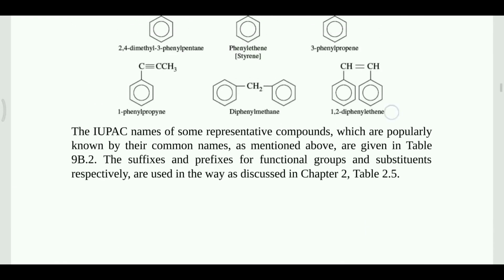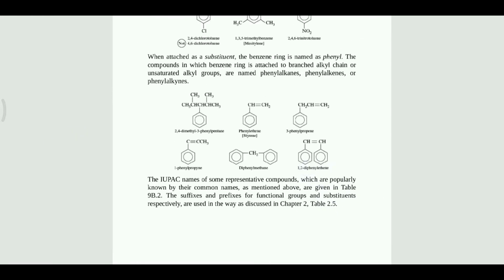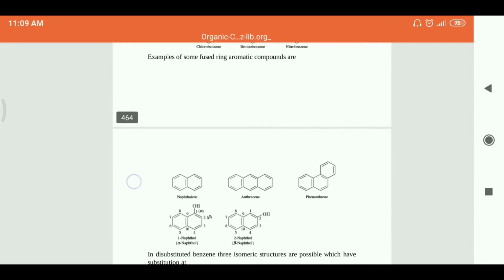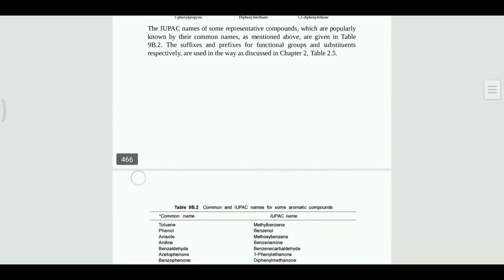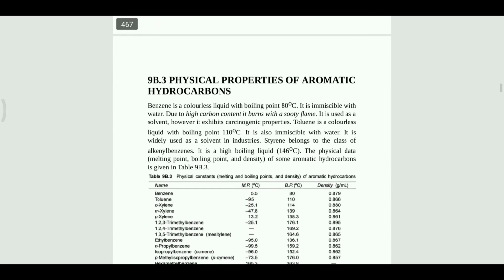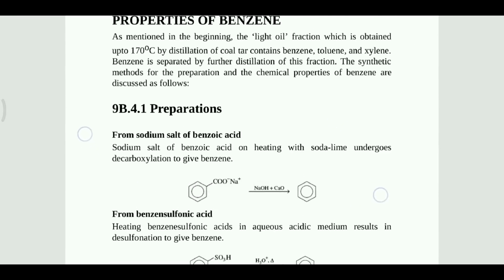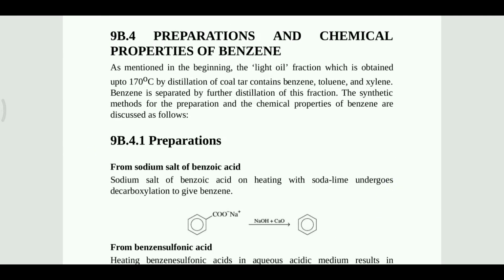Okay, so this is all about the nomenclature of benzene and its derivatives, right? The next topic is the different preparations and reactions of benzene and its derivatives. We all know benzene is very much hydrocarbon in nature. It is obtained up to 170 degrees Celsius by distillation of coal-tar, right? And it is separated by further distillation of the fraction.